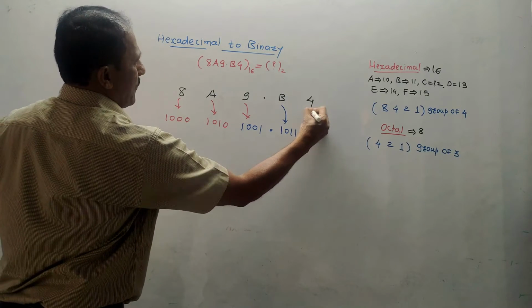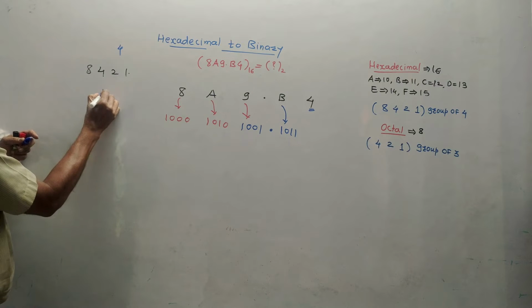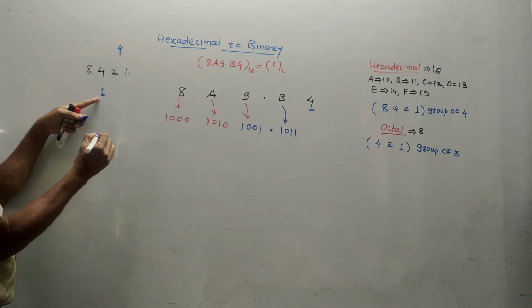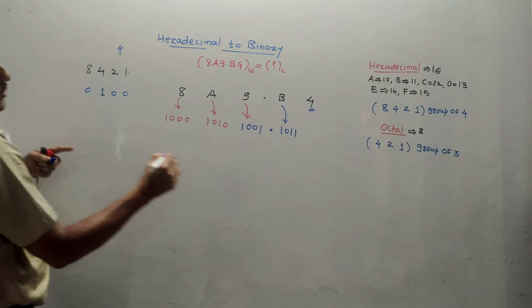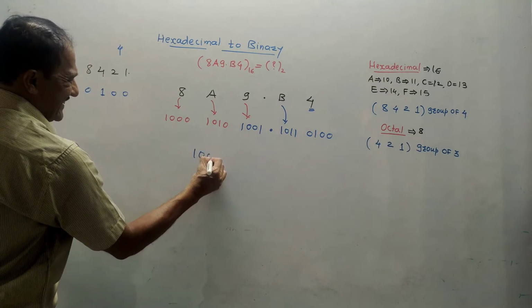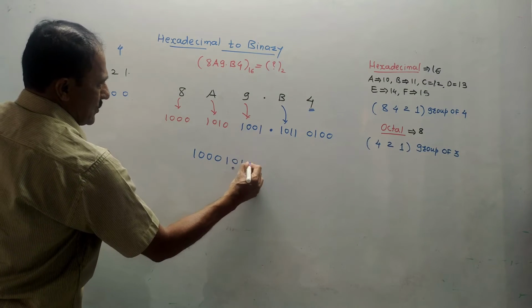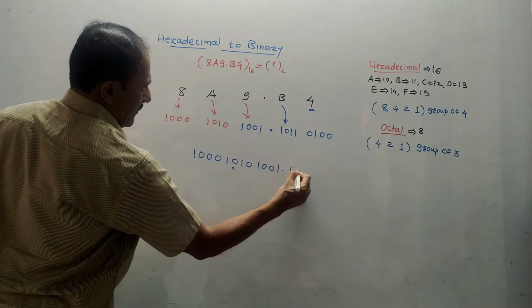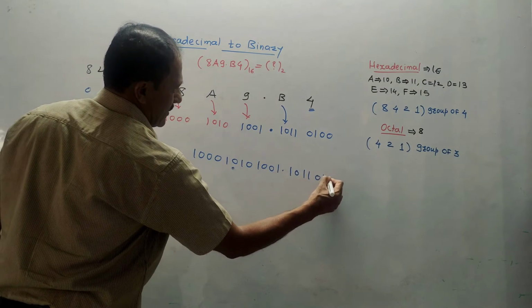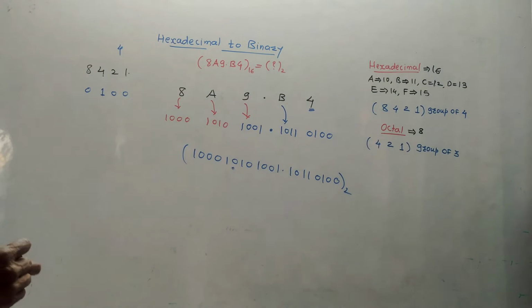Now think of number 4. So very simple. Only number 4 is required. So below 4 I will write 1. For remaining digits, I will write 0. So it is 0, 1, 0, 0. Now final answer is simply written like this. 1, 0, 0, 0, 1, 0, 1, 0, 1, 0, 0, 1 point 1, 0, 1, 1 and 0, 1, 0, 0. Its base is 2. So it's pretty simple. This is the way to convert hexadecimal number into the binary number.